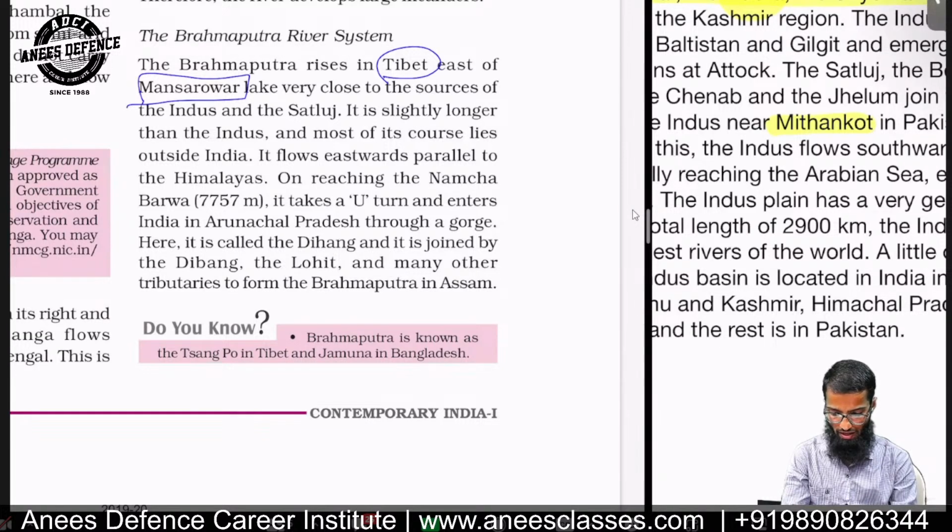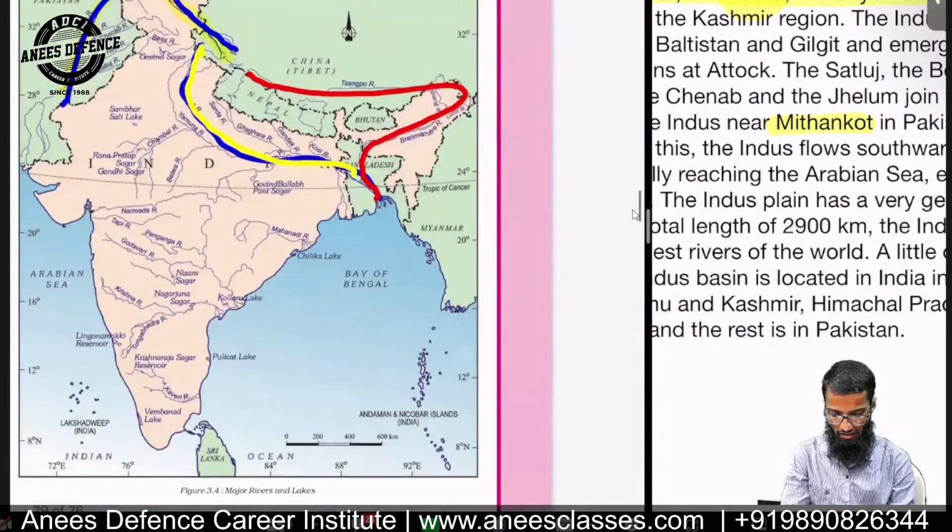It flows eastward parallel to the Himalayas. On reaching the Namcha Barwa, you know what is Namcha Barwa? These are the Himalayan peaks, okay? Namcha Barwa and Kanchenjunga, K2, right? K2 is also called Mount Godwin Austen, okay? So remember that. And it takes the U-turn. You can see there, it almost takes the U-turn.